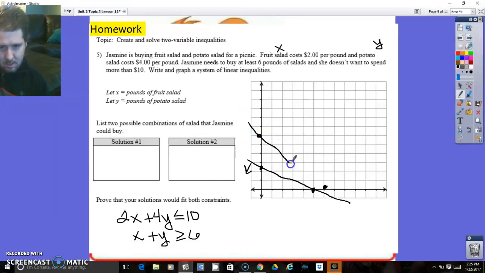It is not looking too good, because if it has to be more than 6 pounds, but also less than or equal to $10, that means no matter what you buy, there's no way. The question says to list 2 possible combinations of salad that Jamie could buy. So it's looking like there's no possible answers, because the fruit salad is the cheaper salad, and if you've got to buy at least 6 pounds, 6 times 2 is already $12. That's already too much money, no matter which one you get.